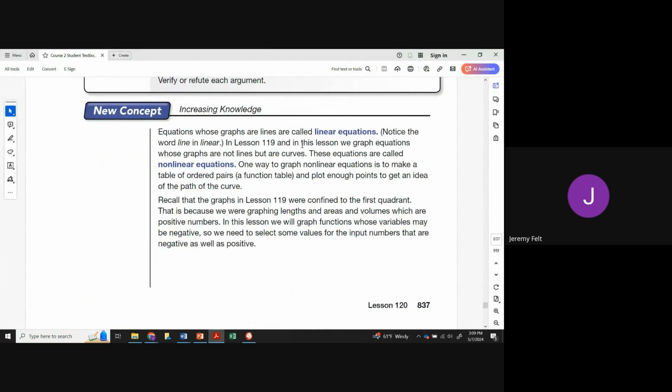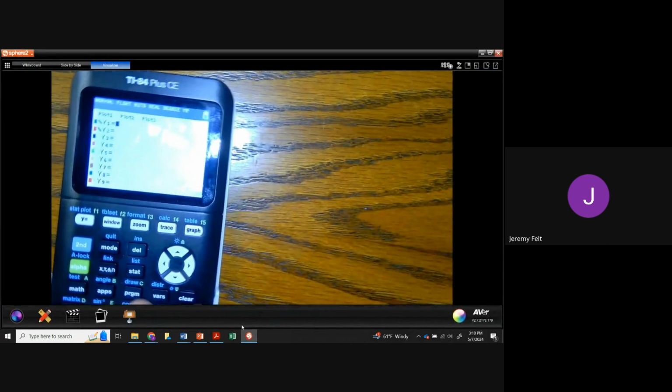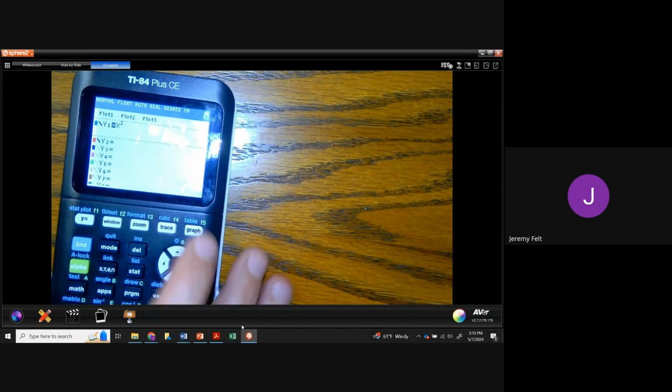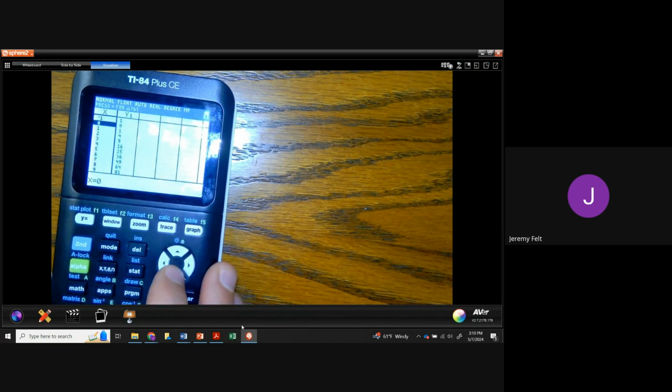Okay, so linear makes a line. If it's a function that is not a line, then we call it non-linear. Okay, so pretty simple example, y equals x squared. We graph it, and it gives us that smiley face shape. We go into our table, and it goes through the origin. Okay. 1 squared is 1, but negative 1 squared is also 1. Negative 2 squared is 4. 2 squared is also 4.